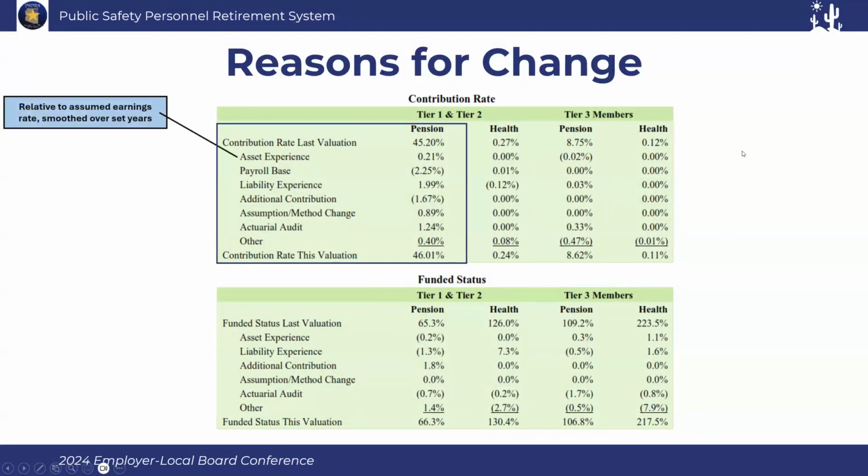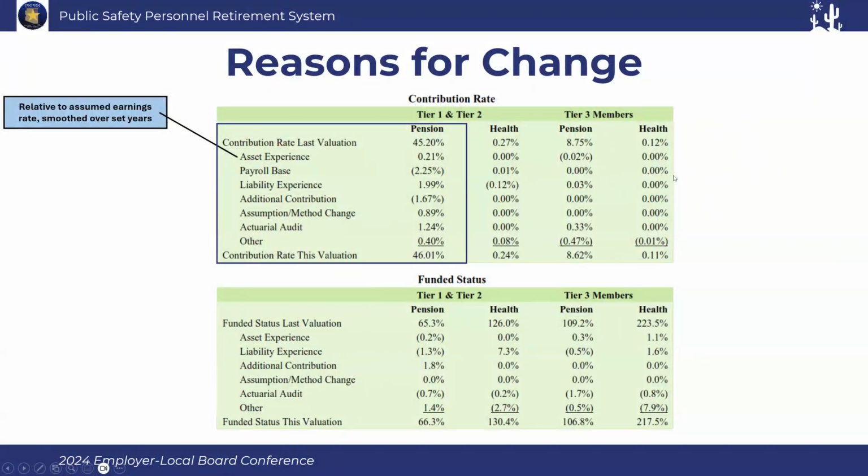On the contribution rate side, I'm just going to walk through these categories. The first one is the asset experience. This is the investment returns and how it's impacting the contribution rate. It's relative to the assumed earnings rate, which is 7.2% for our tier 1 and tier 2 groups and 7% for tier 3. And it's smoothed over a set of years.